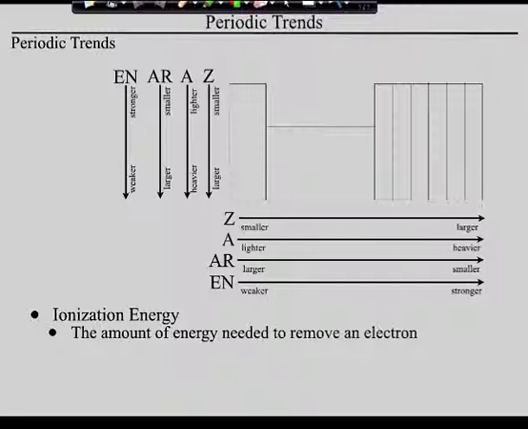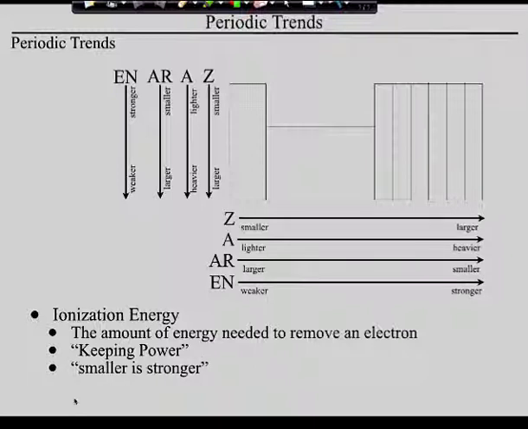Why do we call that ionization energy? Because when you remove an electron from an atom, guess what it makes? An ion. A positive ion, but it's an ion. So guys, we call this ionization energy because it's the amount of energy needed to take an electron from an atom. So we can think of this as keeping power. The higher the ionization energy, the harder it is to steal electrons from atoms.